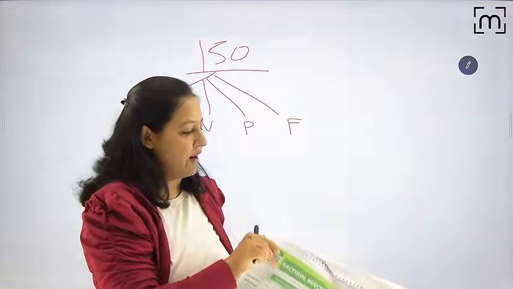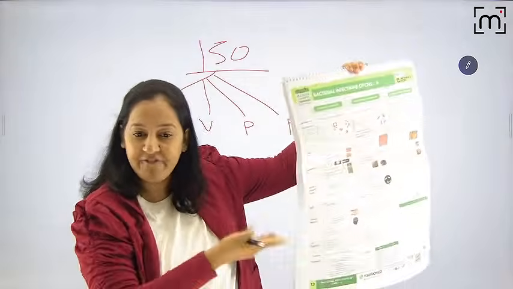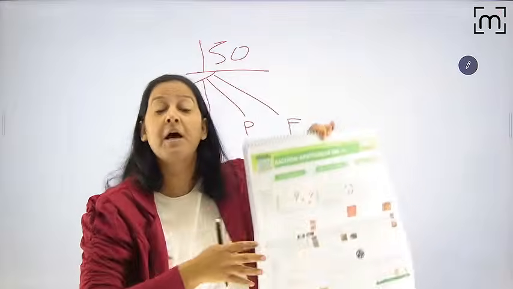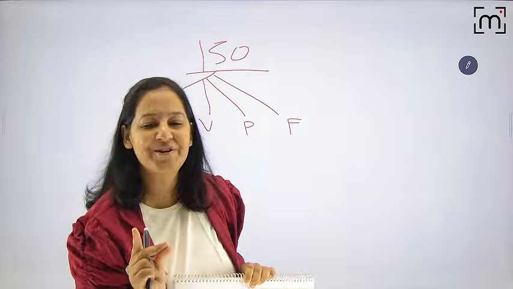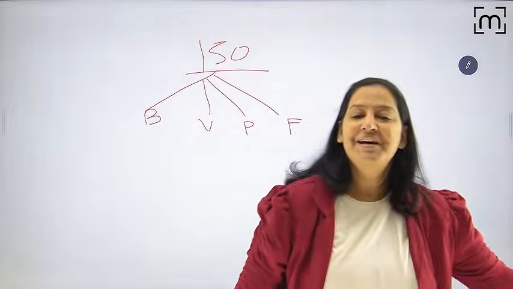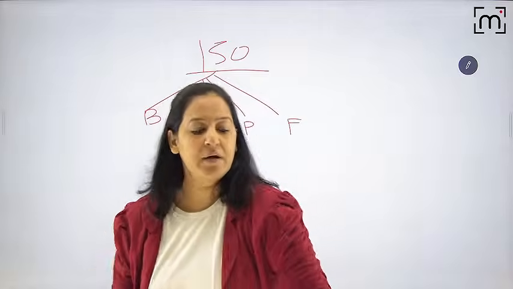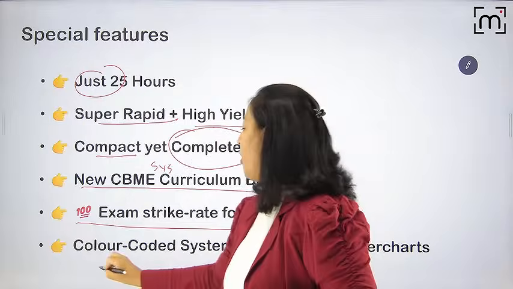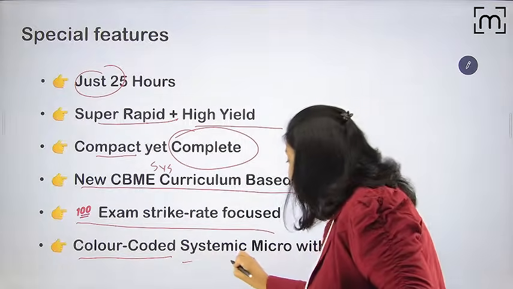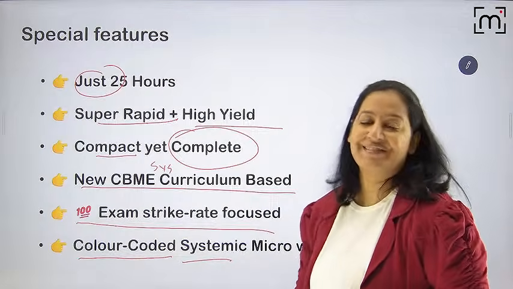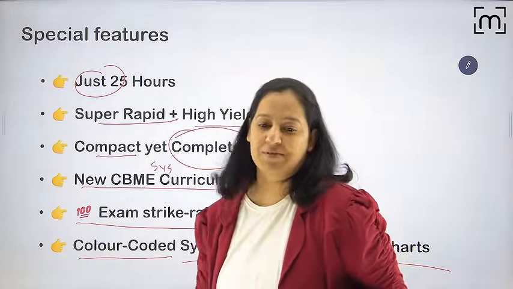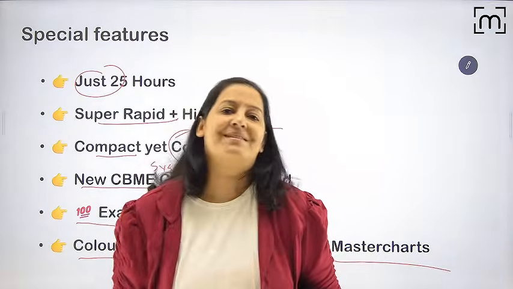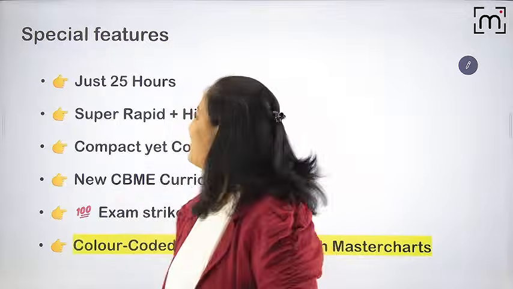Just hang it on your wall and flip the pages daily. You won't even realize when you have retained the entire microbiology, right? So this is how we are going to cover the entire microbiology, with the help of color-coded systemic microbe master charts. That is the magic, and it is possible. And I guarantee a 100% strike rate. Got it? Yes or no?